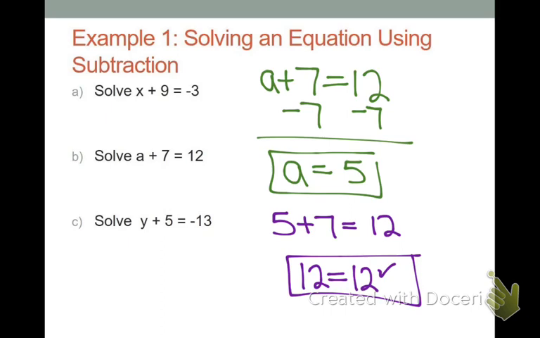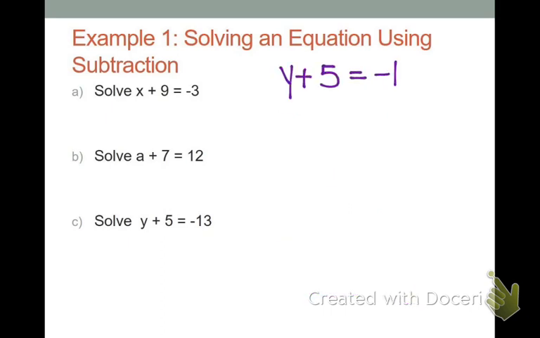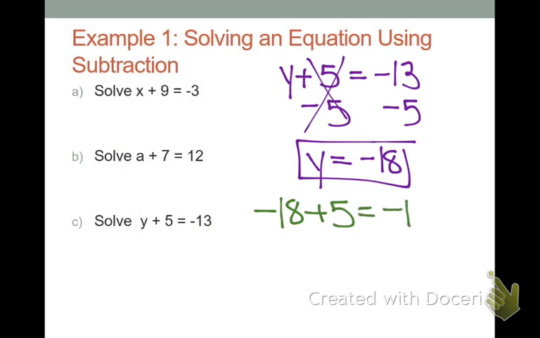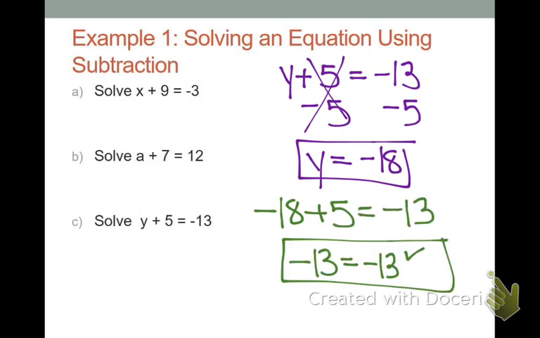All right, next one. y plus 5 equals negative 13. What do I do to both sides? Subtract 5. Subtract 5 from both sides. Now y equals negative 18. Again, I'm not done. I can go back and plug it in. Negative 18 plus 5 equals negative 13. And yes, that is true.